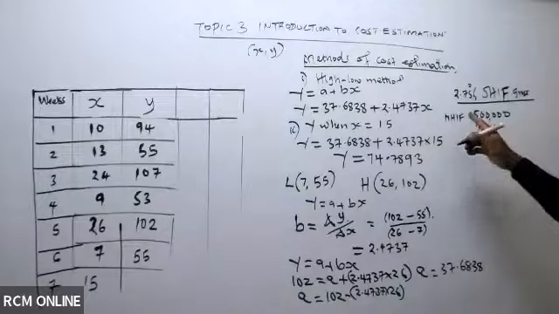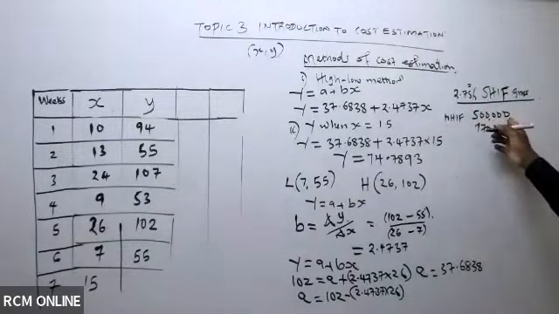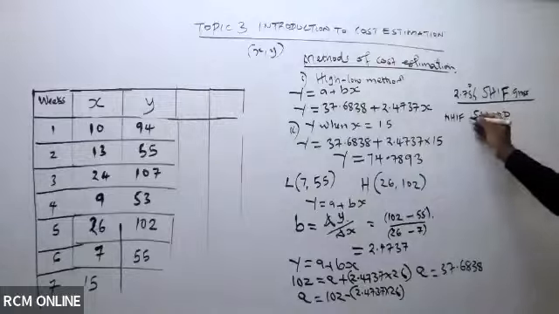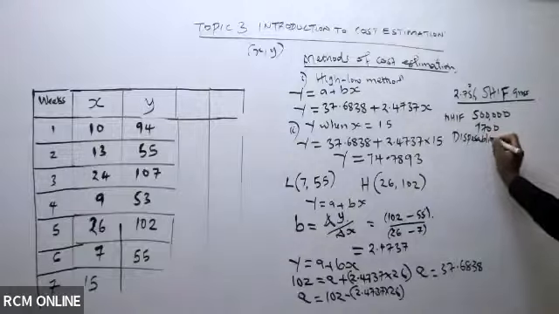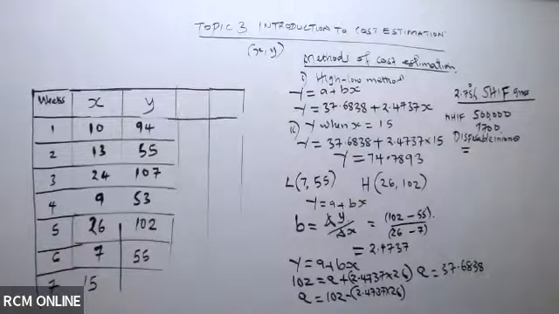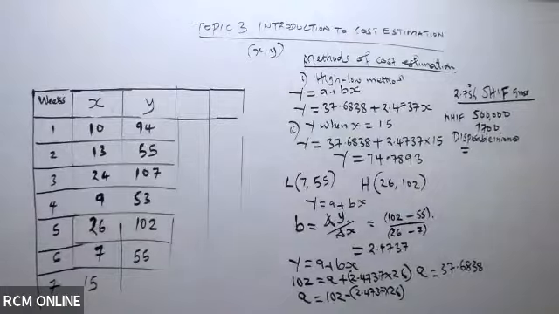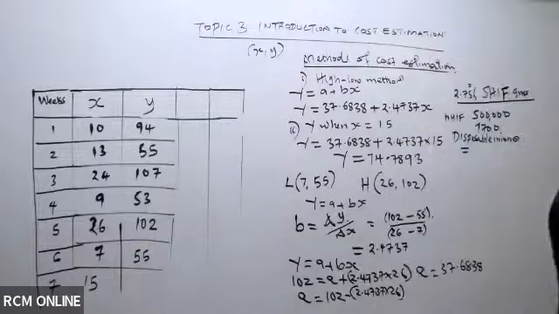Good. So it means if, let's assume this was the only deduction from 500,000, what will be the disposable income? Let's assume it is the only deduction. What will be the disposable income? 500,000 minus 1,700. 498,300.